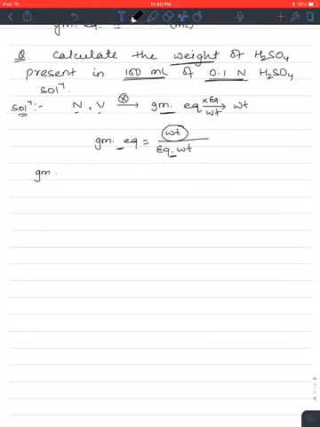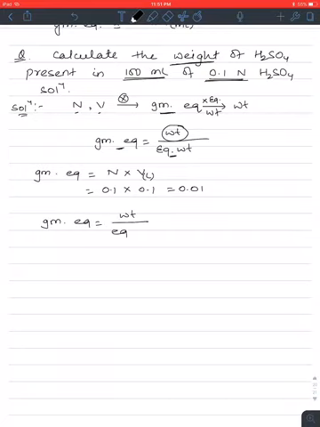So number of gram equivalent will be equal to normality into volume in liters. Normality is how much? 0.1. Volume is how much? 0.1. That is equal to 0.01 gram equivalent, and gram equivalent is equal to weight upon equivalent weight.